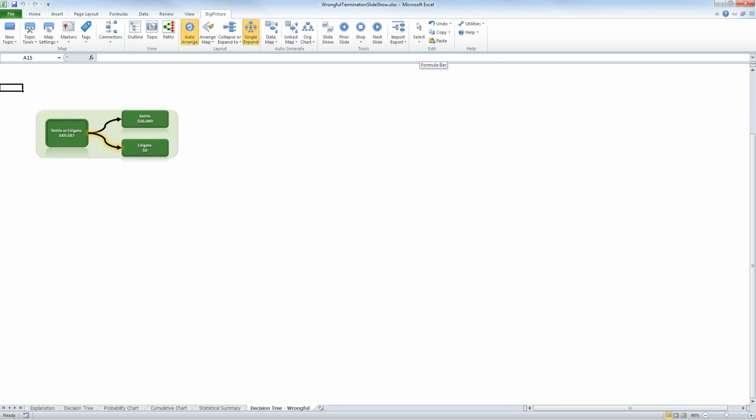So let me repeat that again. You determine that if the case goes to trial, you have a 75% chance of winning and a 30% chance of winning big. Big meaning a $1 million verdict.